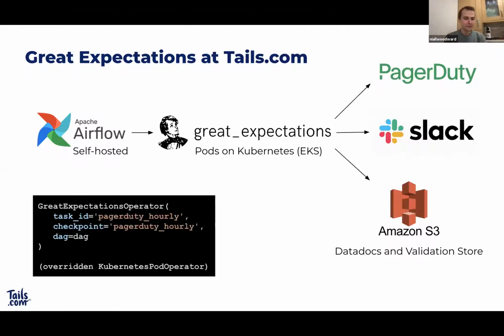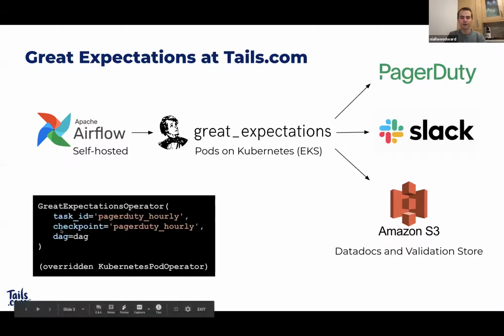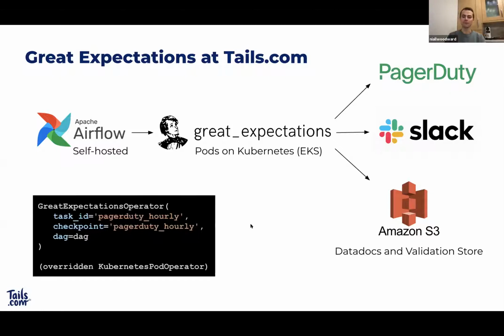And we're using this little Great Expectations operator, which I made, which is just an overridden Kubernetes pod operator. And there's a little script that runs inside there, which executes the checkpoint, which you pass as an argument. I'll go on to explain a little bit how we use checkpoints and what this particular one means, this PagerDuty hourly one, but this is how we're running. And then we deploy the data docs and validations on S3 so that they're accessible for everyone as well.